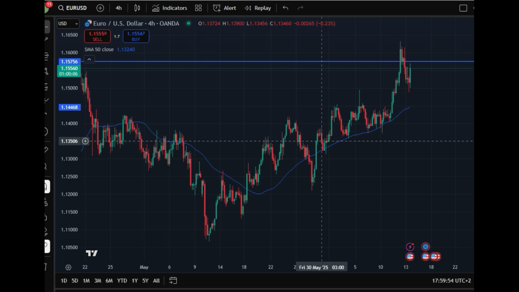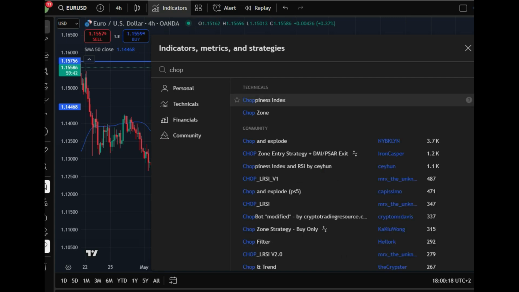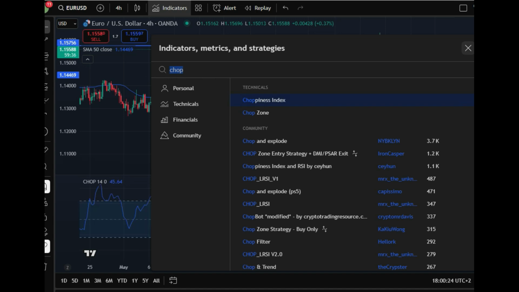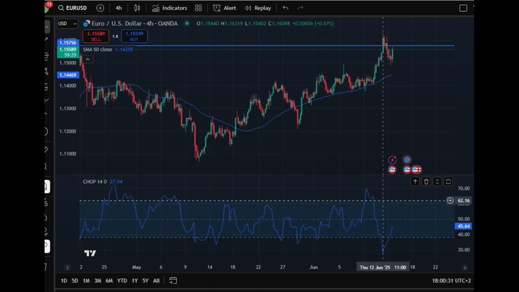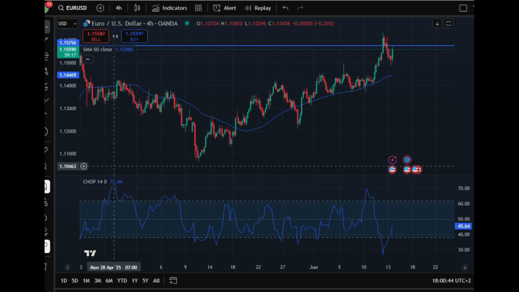So are there any solutions for how we can avoid choppy price and trade only during the trend? Yes, there is. There is one indicator that will show you. So type choppiness index. This is the default simple indicator. This indicator really helps to find the good moment. It looks like the relative strength index, going 0 to 100, up and down. And usually people do not know how to use it.